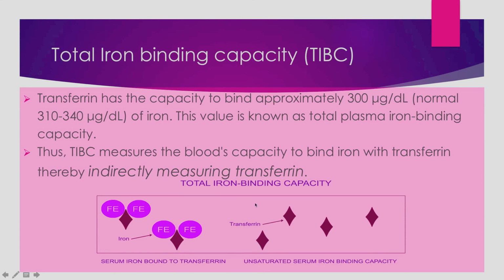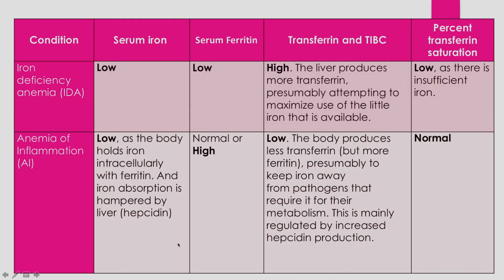We will talk about this transferrin increase. When transferrin is saturated with iron, we call that the saturated percentage of iron, and the normal is approximately 33%. So now let us see all in one: serum iron, serum ferritin, transferrin and TIBC. Transferrin is the protein which is reflected by the levels of TIBC, total iron binding capacity, and the percent transferrin saturation shows how much transferrin protein is saturated by iron.